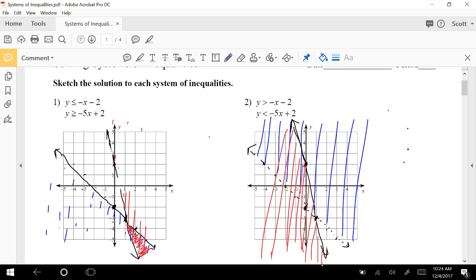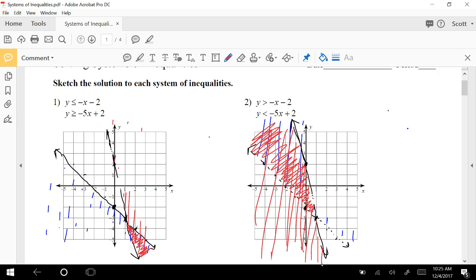And where do the colors overlap? Overlaps all in this area, the blue and the red. So between this dashed line and this dashed line. And what I could do is erase all of this. Erase all of this. And that'll be my answer.